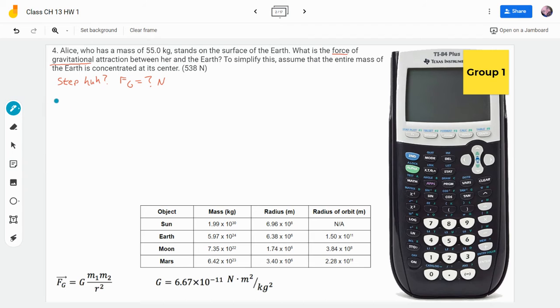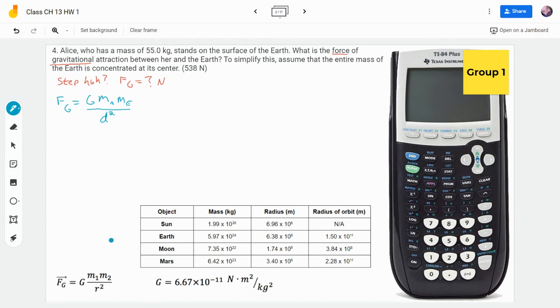So we have a formula for this. F sub big G is equal to big G times mass 1, so let's make that the mass of Alice, times mass 2, let's make that the mass of the Earth, and divided by the distance between them squared.